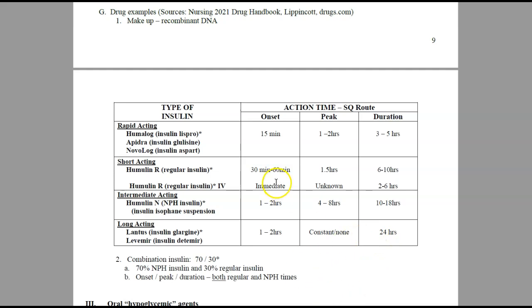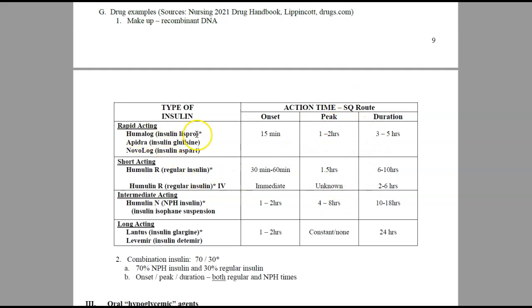Well, basically, you want to know when it starts working. So usually it's around the onset time. And the peak, we need to know the peak. Why is that? Because during the peak, this is the time where the patient is at the highest risk for hypoglycemia. So when are they going to drop their sugar even lower? It's usually around the peak time.